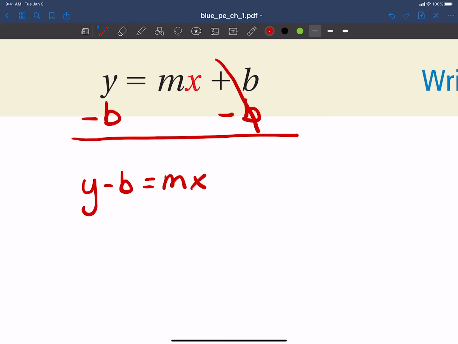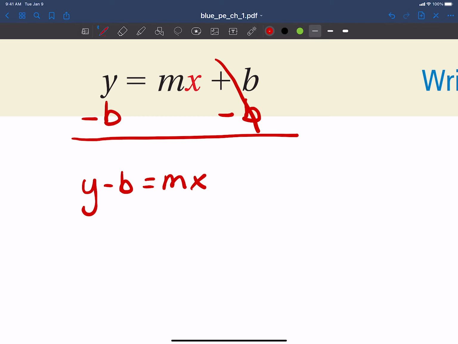How do I get x by itself now? Divide by m. How did Etta know to say and Trinity know to say divide by m? Good. It's being multiplied by x. We do the opposite of multiplication, which is division. But if I do it to one side, I've got to do it to the other.